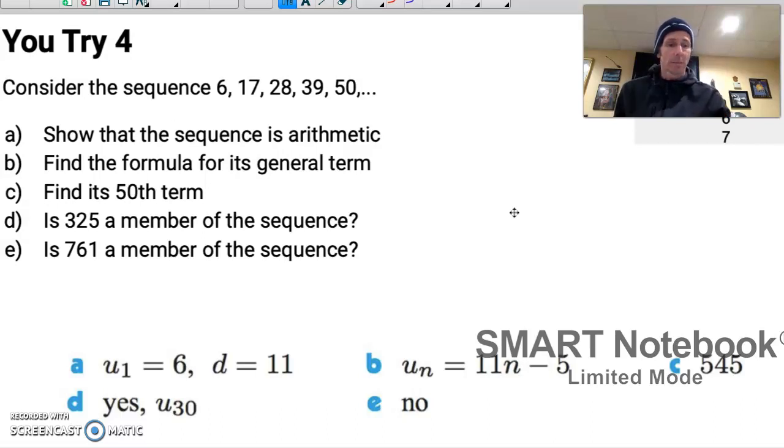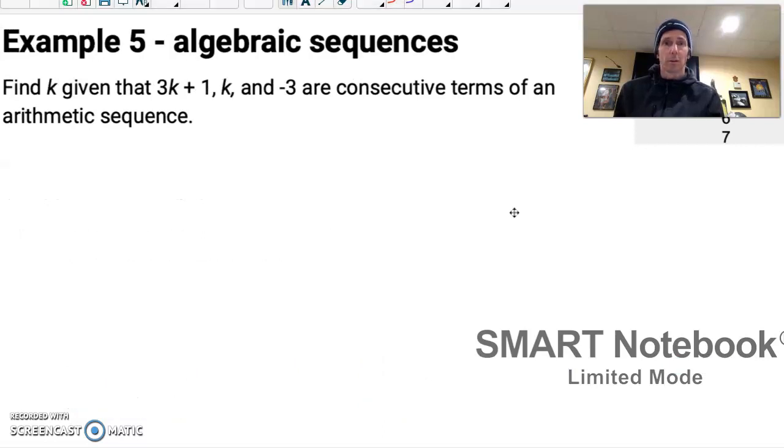So I have 2 more examples to go, and then you're going to try a couple, and we're going to move from there. This is asking you to find k given that these 3 are consecutive terms. So I know that these 3 things are right in a row in a sequence, and I'm asked to find k. I have a couple of ways to do that.